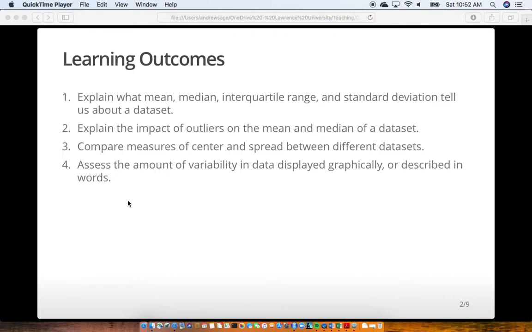In this video, we will discuss how to use summary statistics to describe the center and amount of spread in a data set. After watching this video, you should be able to explain what mean, median, interquartile range, and standard deviation tell us about a set of data, explain the impact of outliers on the mean and median, compare measures of center and spread between different data sets, and assess the amount of variability in data displayed graphically or in words.